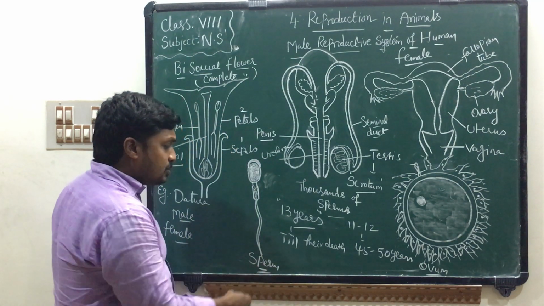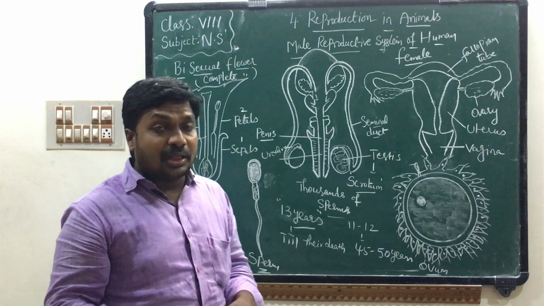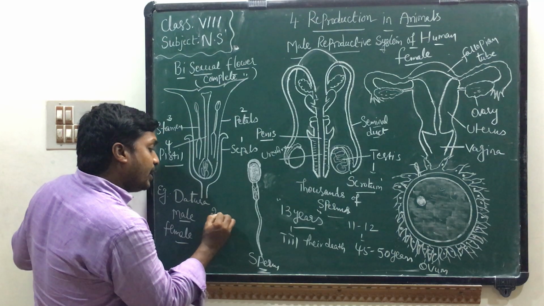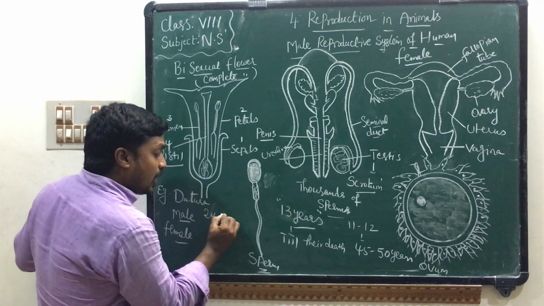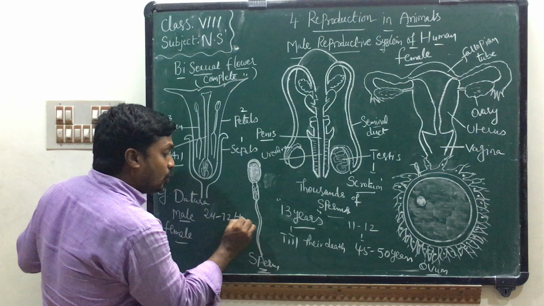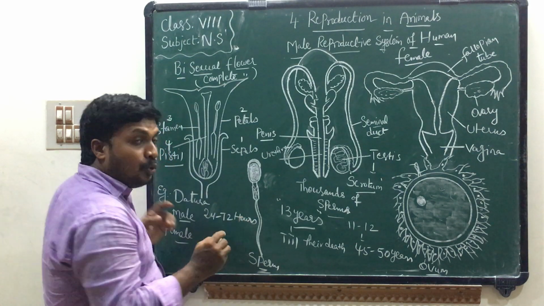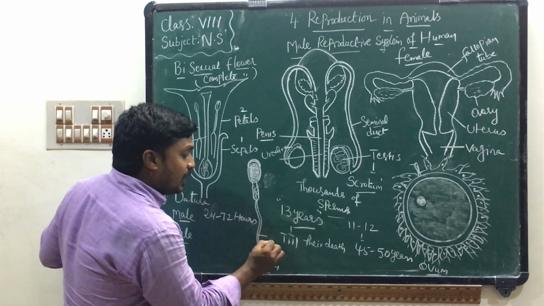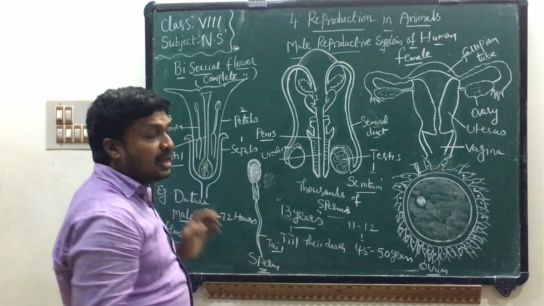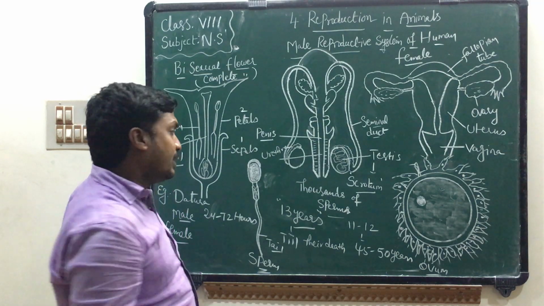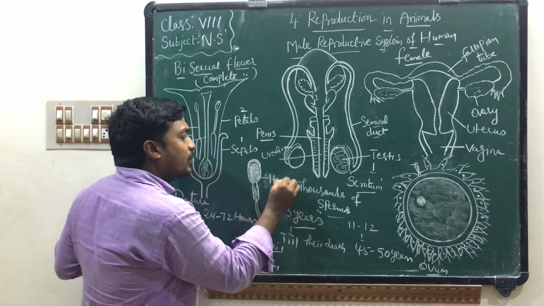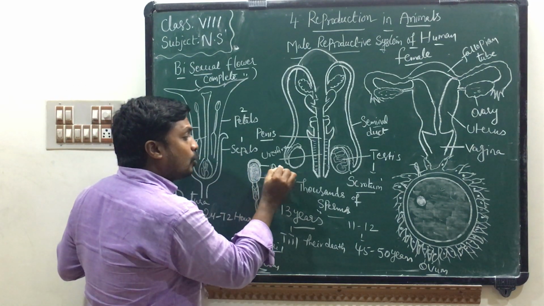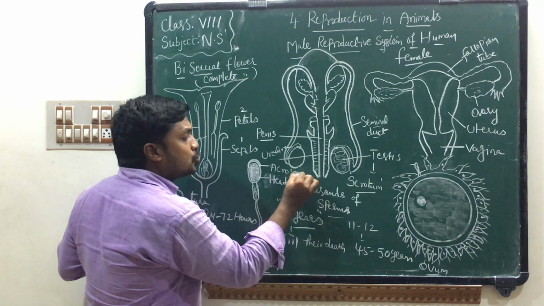If you observe sperms, do you know they are released thousands at a time? Sperms can live only 24 to 72 hours. They have a tail, and with the help of the tail they can move from one place to another. They have a head, and a cover which covers the head, that is called the acrosome. What is that? Acrosome.